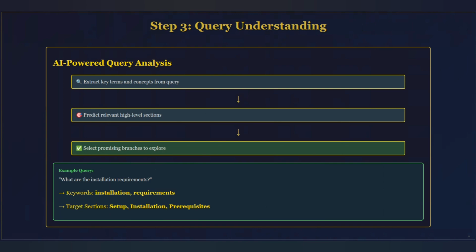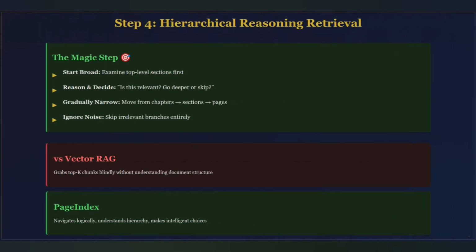For example, if you ask, "What are the installation requirements?" the system understands that installation and requirements are key terms and predicts that sections labeled setup, installation, or prerequisites are good starting points. Step 4 is where the magic happens: hierarchical reasoning-based retrieval.